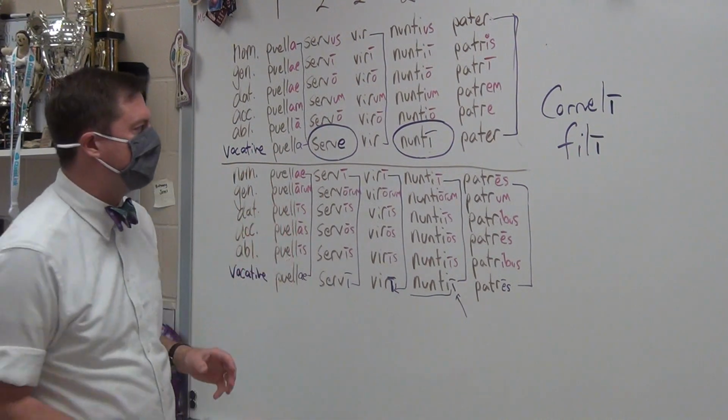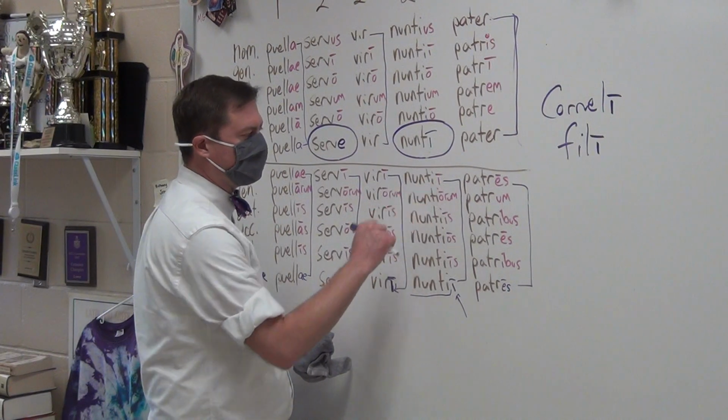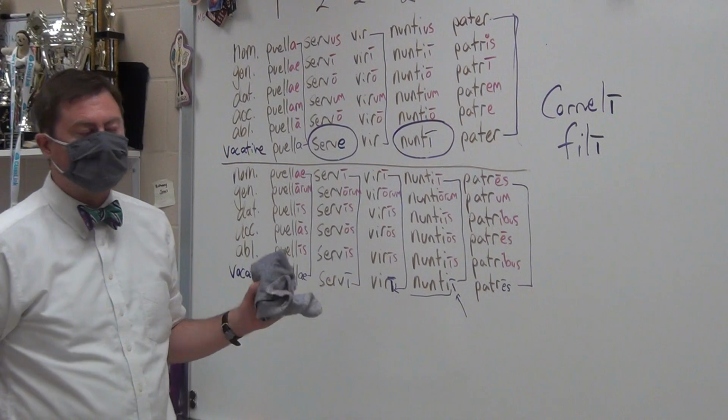Now note the difference between that and the plural. In the plural, it is the same as the nominative. You have nuntii with 2 I's. The first I is the last letter of the stem, and the second I is your ending.